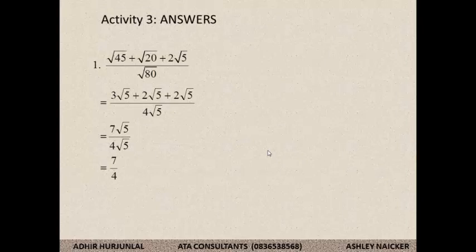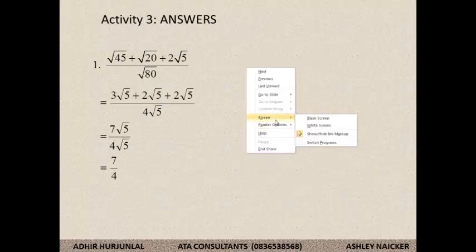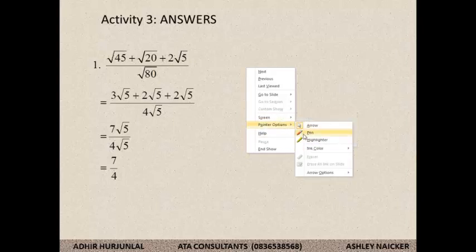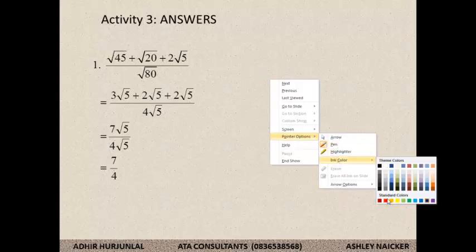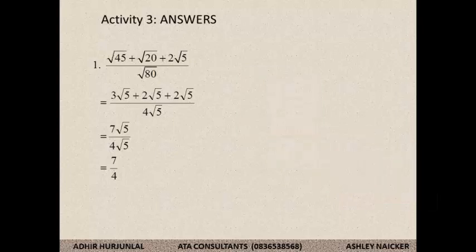Number 1. Guys, did you get this correct? Let's go to my pen options, my pen. I like a nice color. While you're looking at that, color is red. Right, number 1, guys. Number 1. Come on, guys. Let's go.